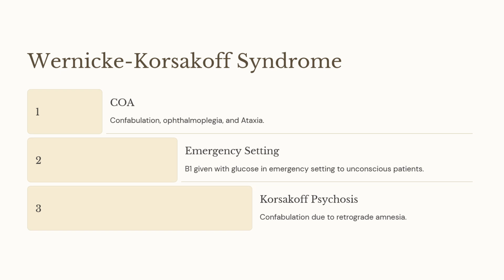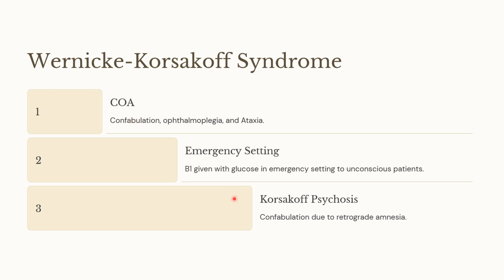So, in vitamin B1 deficiency, what are the most important features? We need to remember CoA, or sometimes people also suggest GOA. So, GOA or COA. C is for confabulation, O is for ophthalmoplegia, and A is for ataxia. Confabulation is like they will be having an amnesia, retrograde amnesia. They will be forgetting a small part of what had already happened, and so they will be coming up with stories which are not true, to fill up the gap in the memory. So you can either remember it as C for confabulation or G for global amnesia. That can also be another keyword.